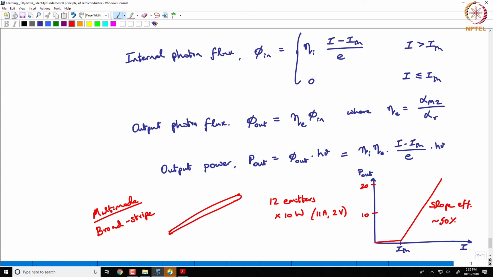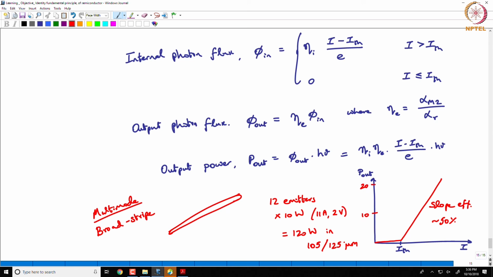So, for 22 watts of electrical power I am getting 10 watts of output power. That is pretty good, right? It's close to 50% wall plug efficiency. So, all of this combined is giving me 120 watts in a multimode fiber which is 105 microns in core diameter, 125 microns in cladding diameter.